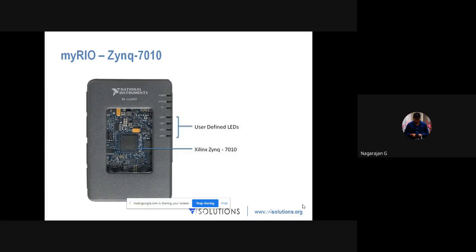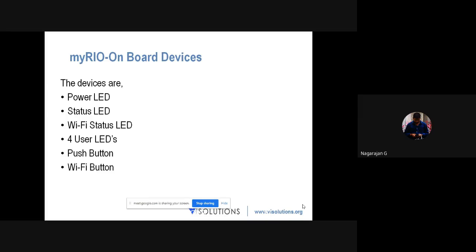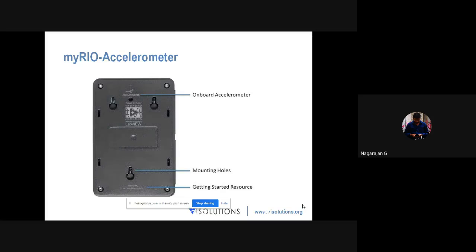If you want to make some indication, you can make use of the LEDs. At the same time, this device has a power LED, a status LED, and a Wi-Fi LED. It has some user LEDs here, and then we have a push button and a Wi-Fi button. These are the onboard devices available. Along with that, you have an onboard accelerometer, which is used to measure acceleration and tilt. You can make use of this onboard accelerometer.